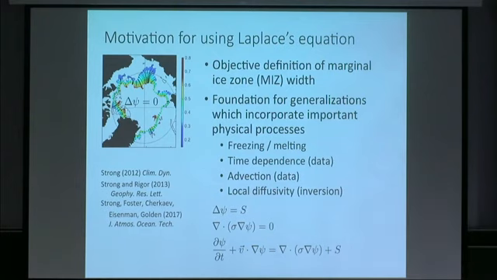So however you define the marginalized zone, typically wave penetration distance or floe size distribution, or in this case, a concentration-based definition, such as used by the National Ice Center, you'll end up with some, in general, non-convex shape. And so how we define the width of that is made easier if we have an objective framework based on Laplace's equation. So we can solve Laplace's equation inside that non-convex marginalized zone region, and then the arc length of streamlines through that solution provide an objective measure of MIZ width.